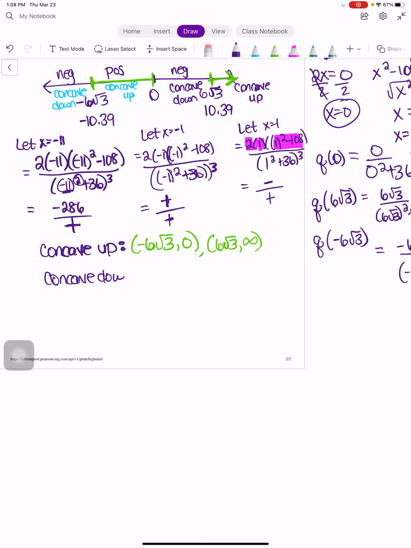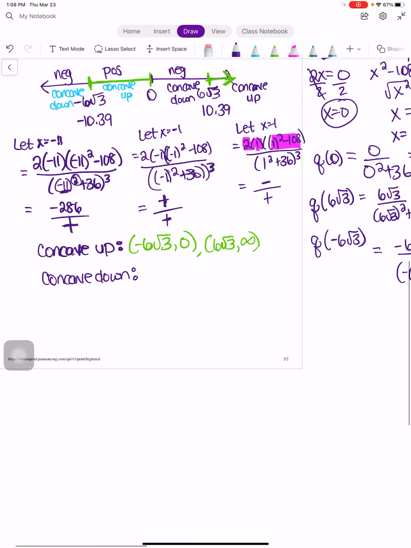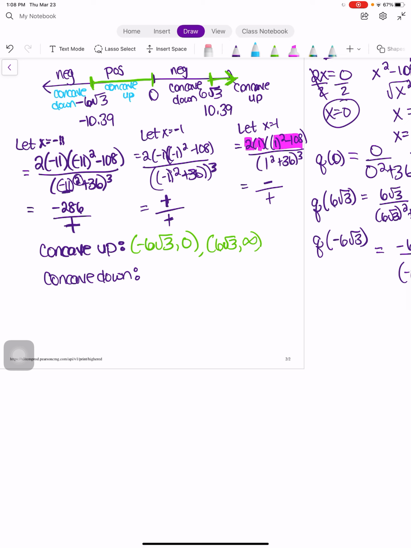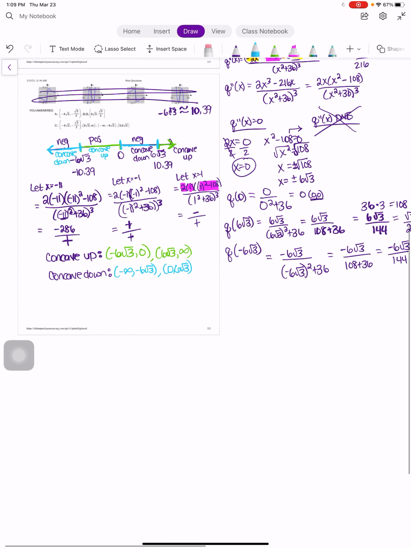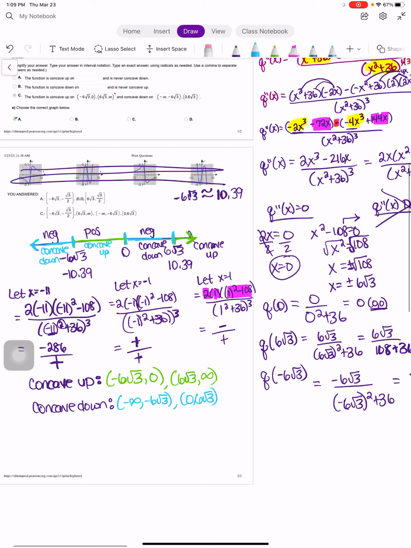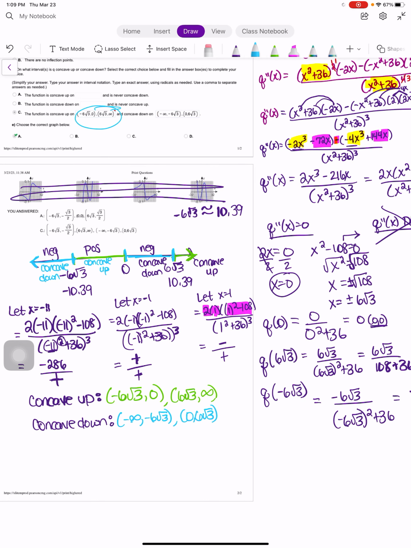And then where are we concave down? We are, let's pick a different color. We can do this light blue. We are concave down from negative infinity to that negative 6 square roots of 3. And then we were also concave down from 0 to positive 6 square root of 3. And I think that is all they were asking. Not that we didn't just do a lot. I think that is what they were looking for. So concave up and concave down.